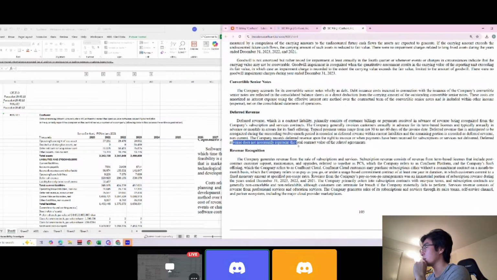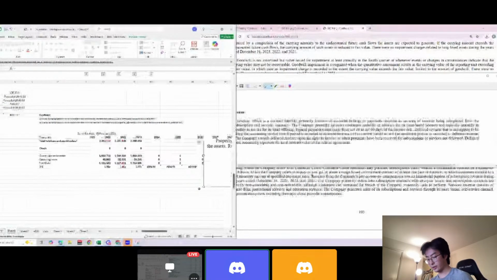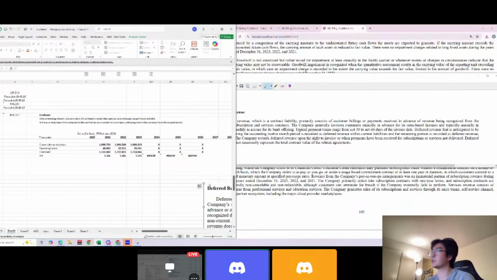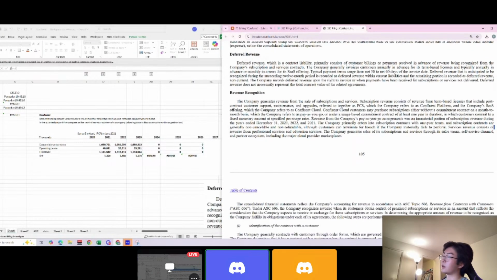Does not necessarily represent the total contract value. Okay, but I find this probably less of a convincing measurement. I think the deferred revenues, because if Confluent is operating on a consumption-based model, then I don't think a lot of people will use these term-based licenses, right? Okay.